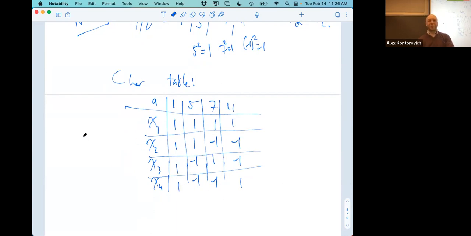What's the structure of this group? Line 4. Everybody squares to 1, and the product of 3 and 4 is 2. You see that? The product of 3 and 4 is 2. So this is again Klein 4. Of course, these things are no accident. Something funny is going to happen mod 12 that we didn't see mod 5. Two of the characters are primitive. One of them is the trivial character.